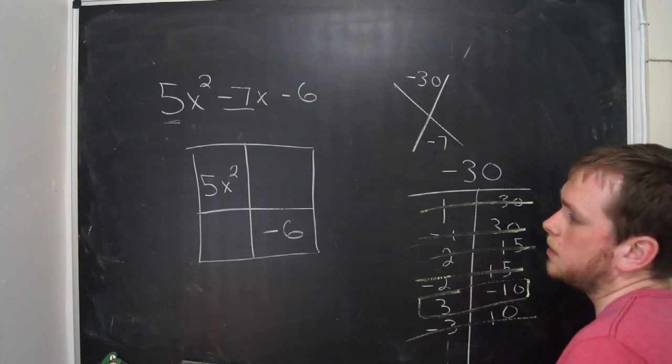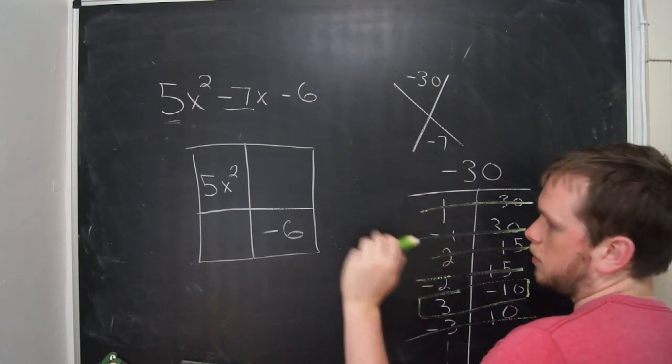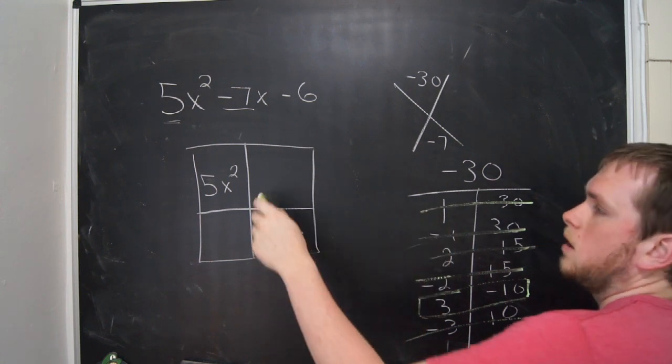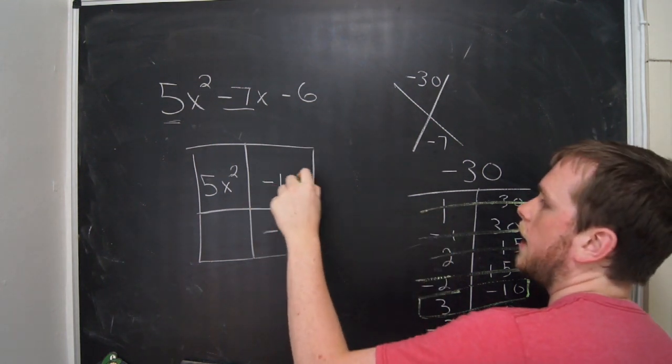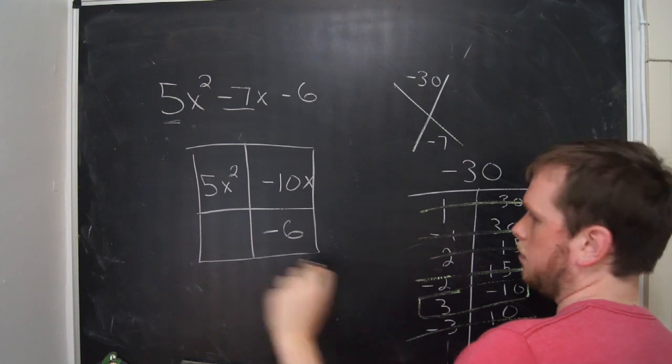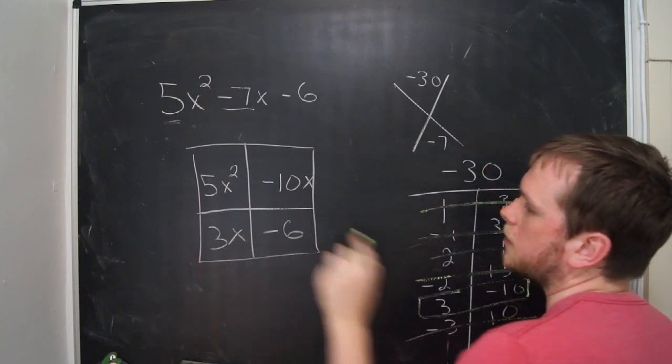So I'll go ahead and put them in. Once again, location doesn't matter. Put whichever one wherever you want. So I'll put negative 10x here. And maybe I'll put my positive 3x over here.